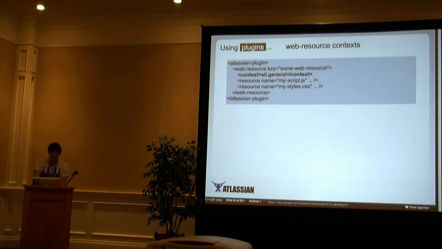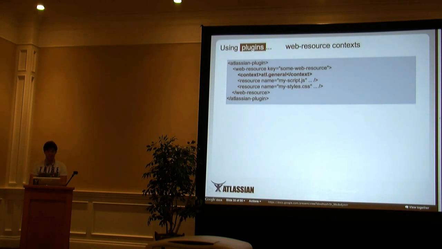So yeah, the first bit of functionality I wanted to talk about from the plugin framework, now that we've imported it, is web resource contexts. Now again, Don mentioned this in his speech yesterday, so we won't go into too much detail. But basically, these web resource contexts are used to apply your own web resources to existing views in the host application. So here we've specified the ATL general context, and we've got a couple of script and CSS files.